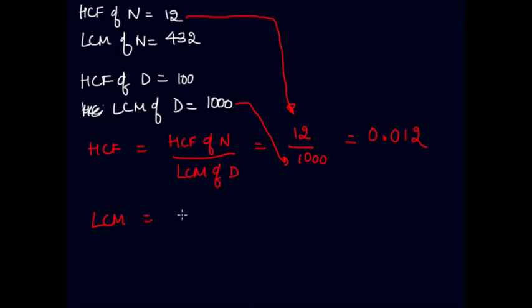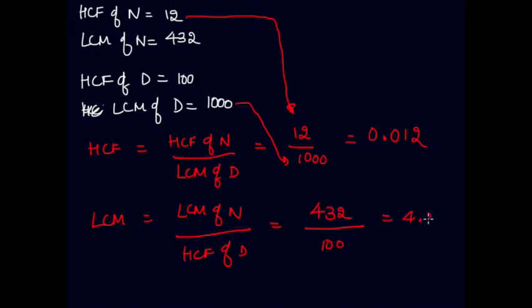LCM is equal to LCM of numerators divided by HCF of denominators, which is equal to 432 divided by 100, 4.32. That's about it. There is actually another method also to do this. I just want to quickly introduce that to you guys. Whichever you guys prefer, you can use it.